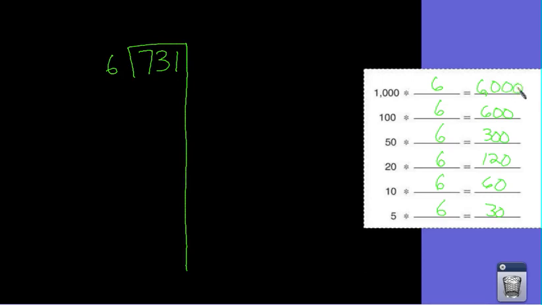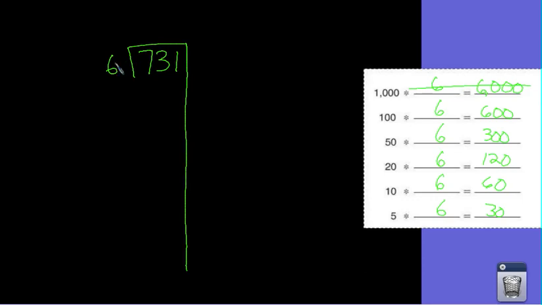Now in this problem, we're not going to need that one because 6,000 is too big. It's bigger than our dividend. We're going to look for a product that's close to our dividend to help us find a partial product. And you don't have to be just using these. You can get even closer, but we're going to start with this one right here.